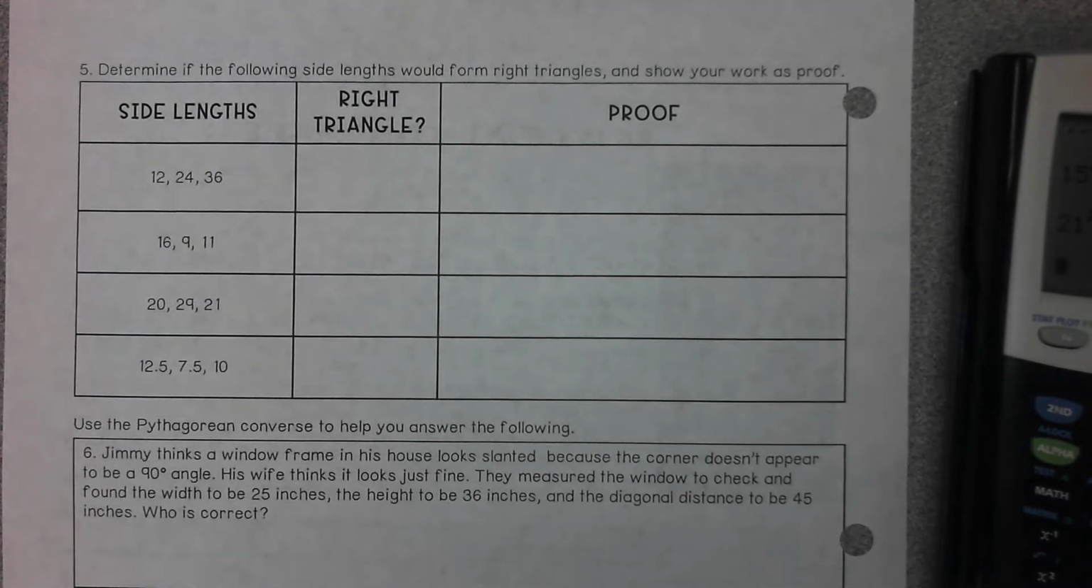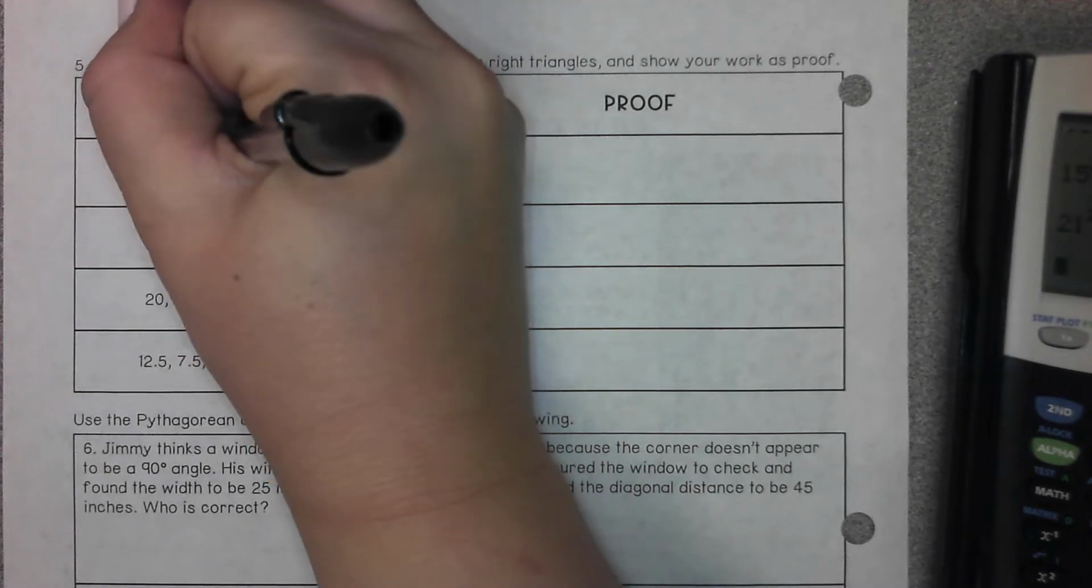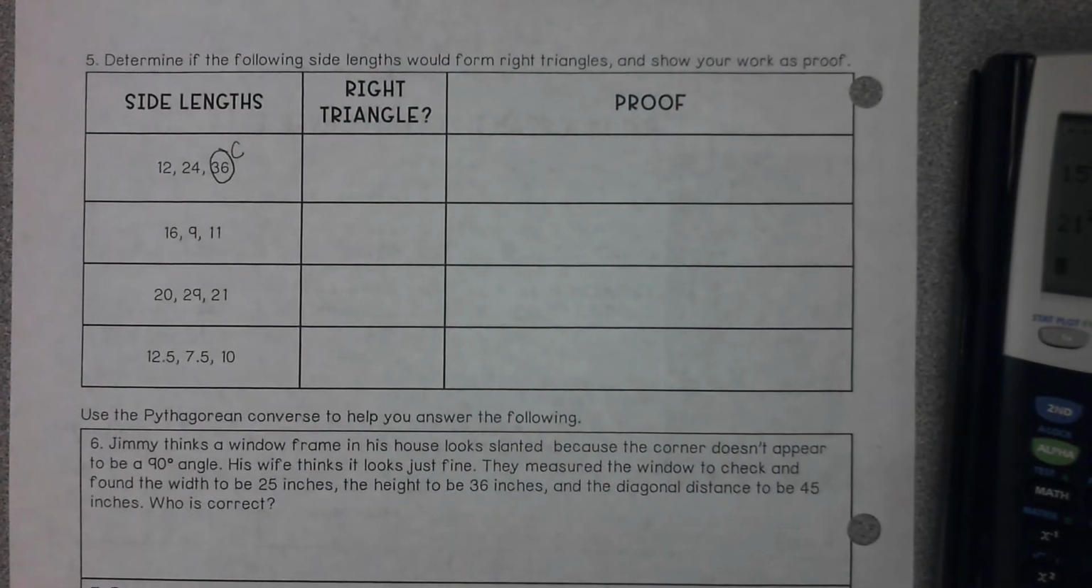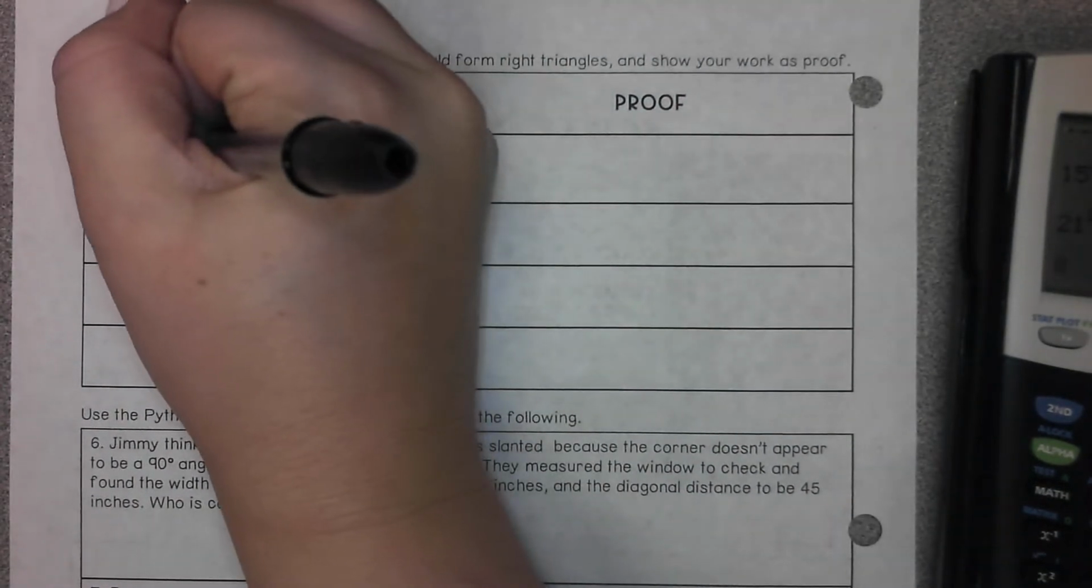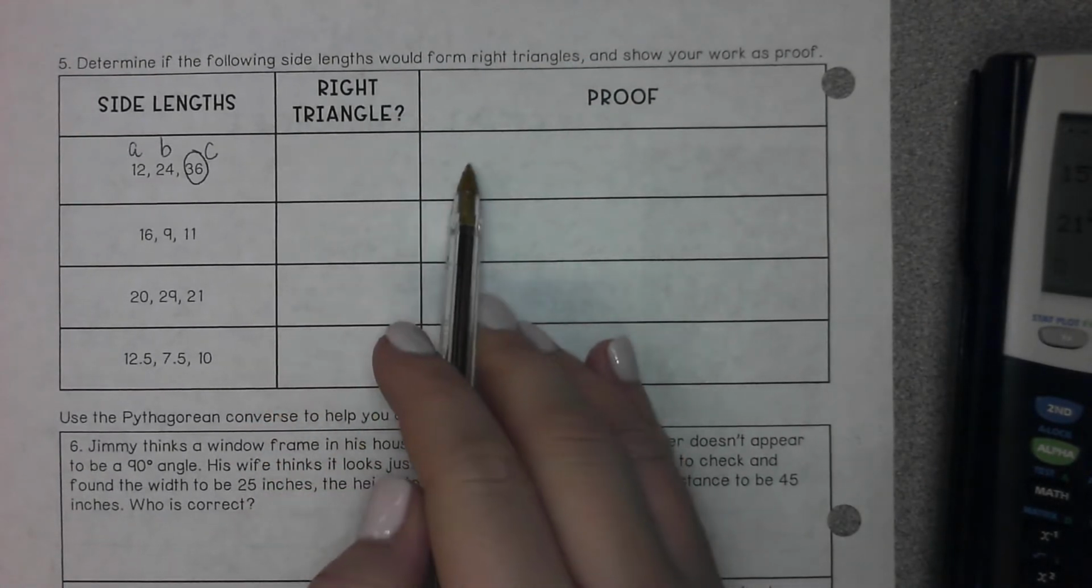Alright, so sometimes they don't give you a drawing, they just give you 3 numbers and you have to figure out is that a right triangle or not. So remember, it's always, always, always the longest side is going to be your C. So I'm just going to look at these numbers and say that 36 is my largest, so I'm going to say that's C. And the others could be A and B. So I'm going to skip this part real quick because that'll be our answer. I'm going to move to the proof.